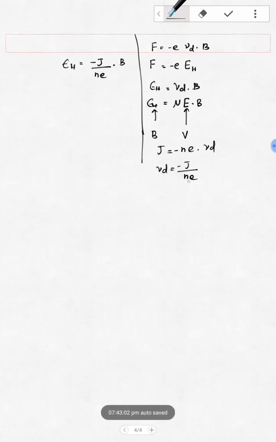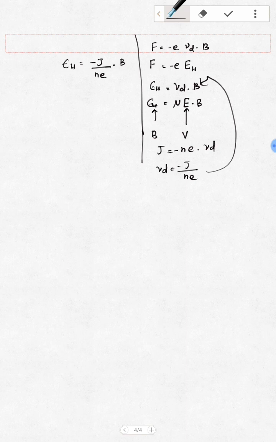If I substitute into this relation, I will get this H. So these are all relations basically. And if the problem statement gives the dimension of the conductor, how can I solve this problem? It is nothing but an extension of this relation.